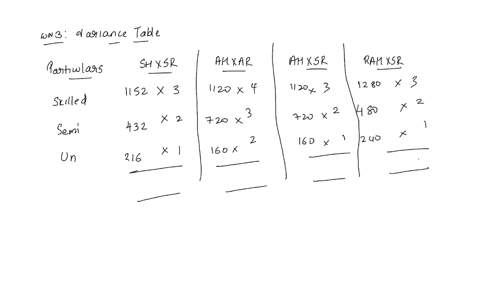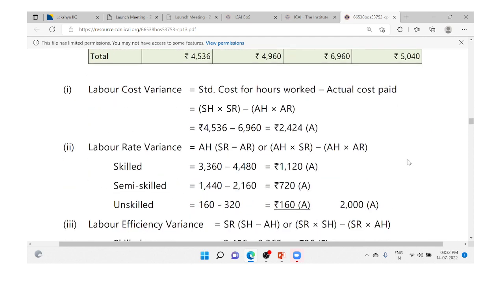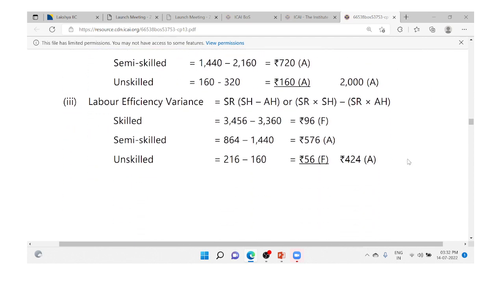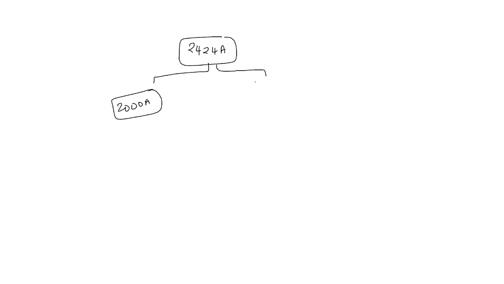Everybody get these numbers, friends? 2424. Cross check over here. 424. Yes, that looks to be correct. So I'll just write down the solution now. Let everyone finish. 2424 adverse. Inside this you are having 2000 adverse. Then you have 424 adverse. Then you have 80 favorable. And finally you have what? 504 adverse. Let everyone finish doing this, friends.